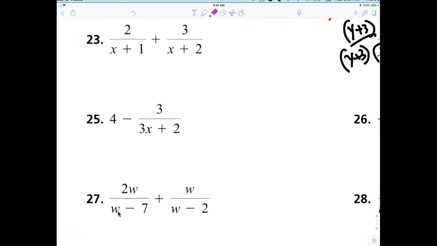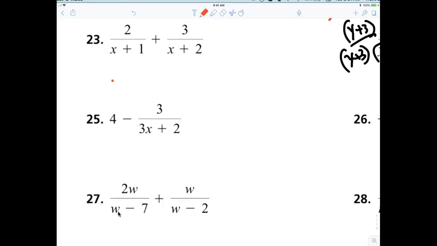All right, again, I just don't think it's that hard. All right? So everybody should be able to tell me the common denominator now for number 23. It is x plus 1 and x plus 2.